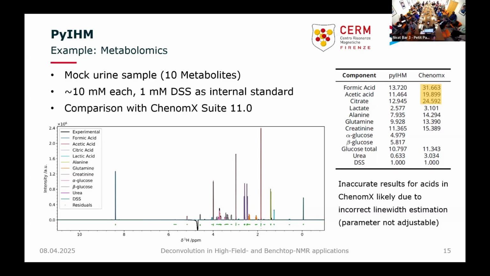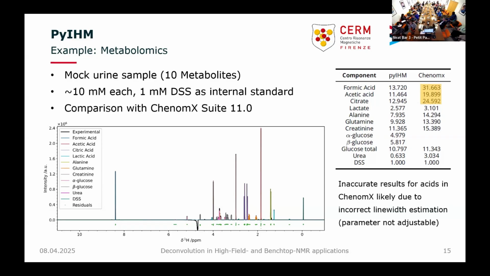But what we also saw is that we are much better with our approach in the case of formic acid, acetic acid, and citrate. And we were thinking about why this is the case. Basically, we thought, hey, there is no line width estimation in qNMR here, so we might have some influences on this optimization problem. I don't know why this is not adjustable there, but it seems to be not.